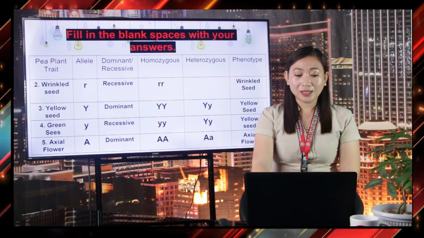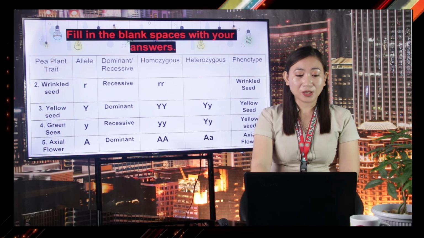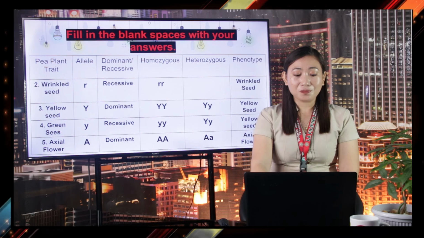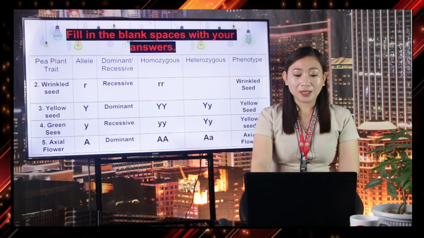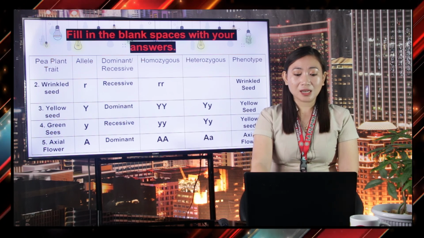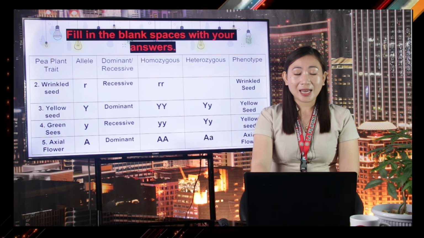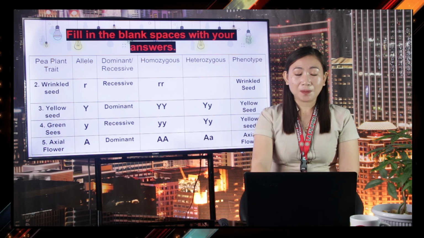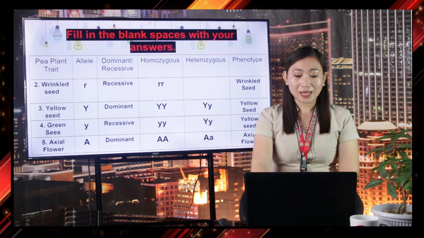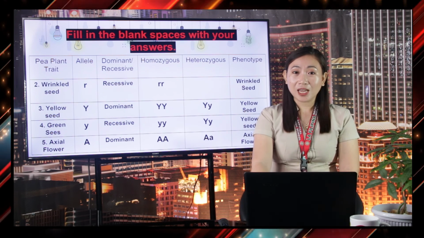The last but not the least, number 5, eggshell flower, which contains an allele of big letter A, dominant, homozygous, which contains two capital letter A, and heterozygous, which contains capital letter A and small letter a, and the phenotype is eggshell flower.